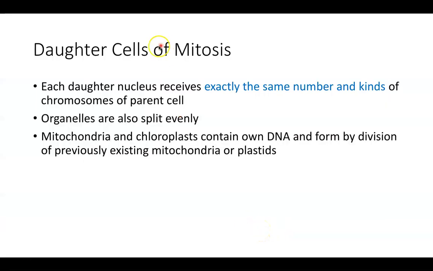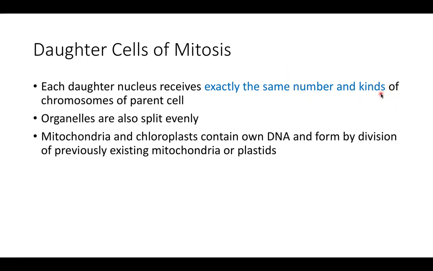All right, so when we talk about our daughter cells, what do we end up with? We end up with a daughter nucleus that has the exact number and the exact kind of chromosomes the parent cells had. So it is the same and identical. There's going to be something we talk about later that's going to be a different number and a different type of chromosome. But anytime we do cellular division under mitosis, it is going to be exactly the same number and exactly the same kind of chromosomes.